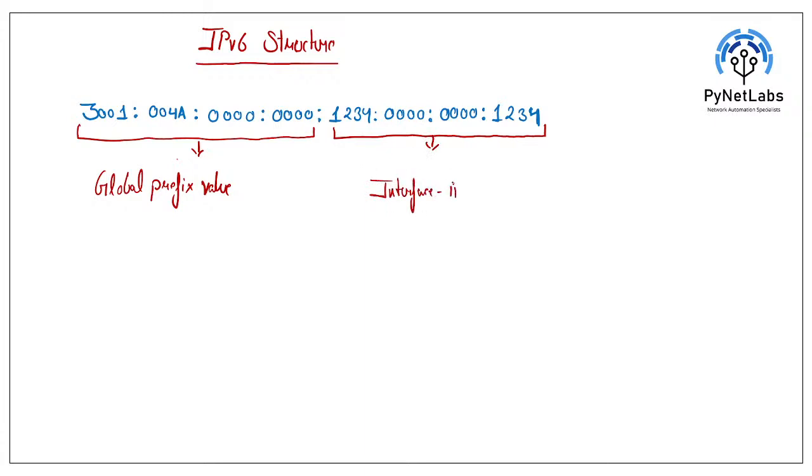When I say global prefix value and interface ID, the global prefix value is similar to your network portion, and the interface ID is similar to your host portion. So in brackets I'm mentioning that this is your network portion and this is your host portion. Just to understand, in IPv4 also we have seen that there is a host portion and a network portion.